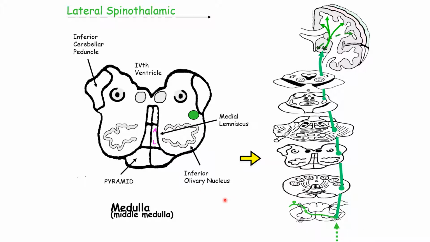As we go up a little bit higher into the medulla, at the middle medulla, we can see that the spinothalamic tract has stayed in its lateral position, quite distant from the medial lemniscus and distant from the pyramids. We can also see that it's just dorsal to and relatively lateral to the inferior olivary nucleus. And we see also the fourth ventricle and the inferior cerebellar peduncle.